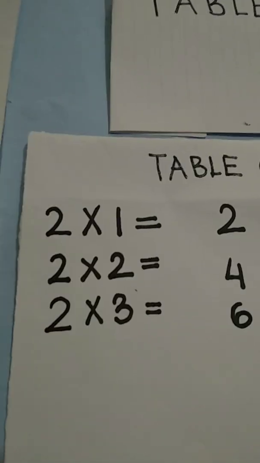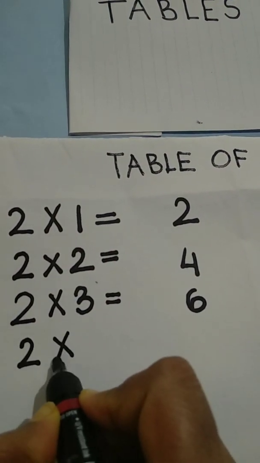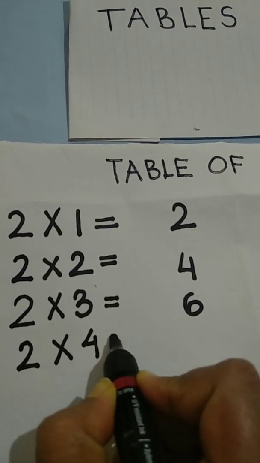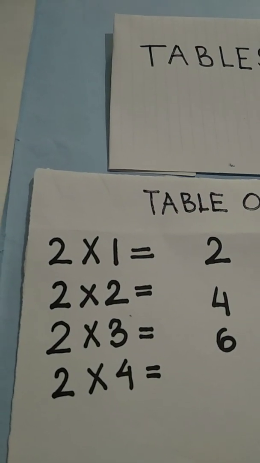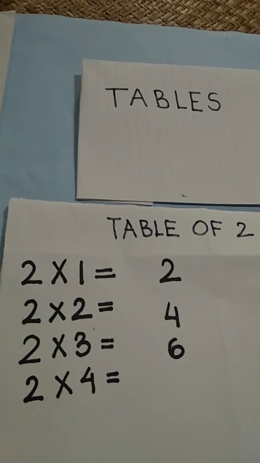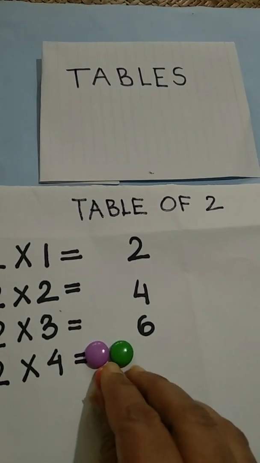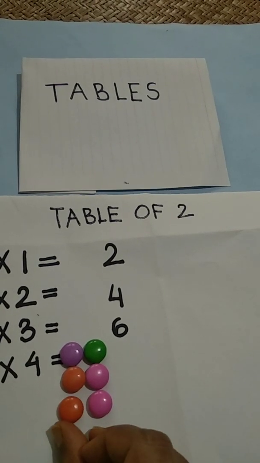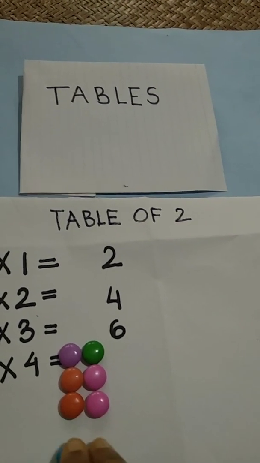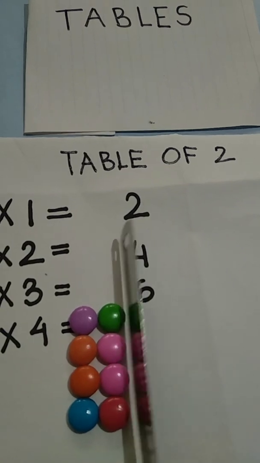Very good. Now let us see 2 fours are. Let us see what happens when we put 2 four times. Let us take 2 one time. Let us take 2 two times. Let us take 2 three times. Let us take 2 four times.